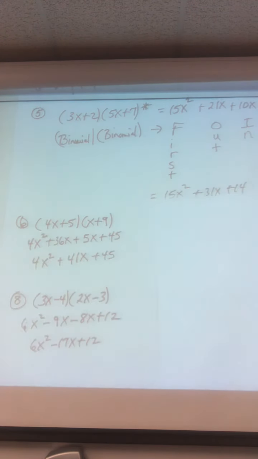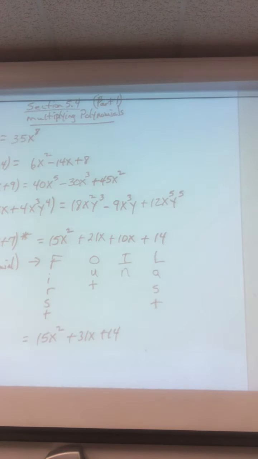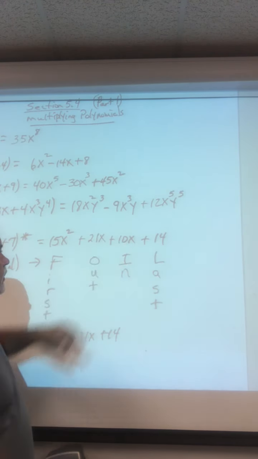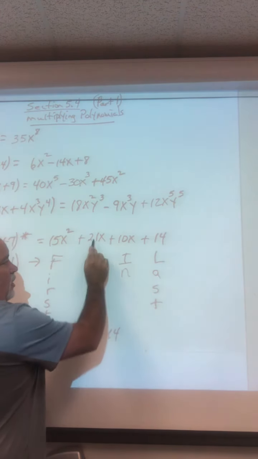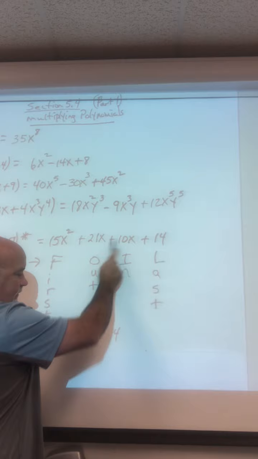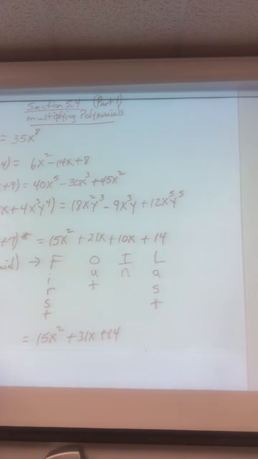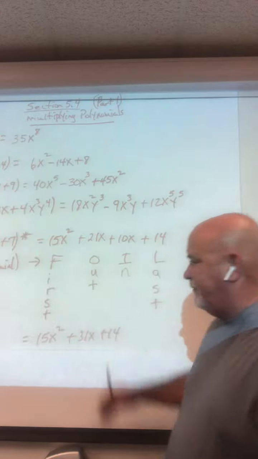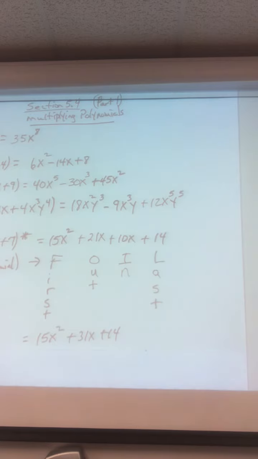Oh, and by the way, one other comment, I'm sorry. After we did the FOIL method on this one, if you will notice, these two terms right here are like terms. 21x plus 10x, I can add these two together. When I do, that's 31x, not x squared, because you're adding. When you add x's to x's, you get x's. So that is your final answer right there. And you say, well, when you do the FOIL method, will it always simplify further? No, a lot of times it does, but not every time. And I'll show you that in some examples.